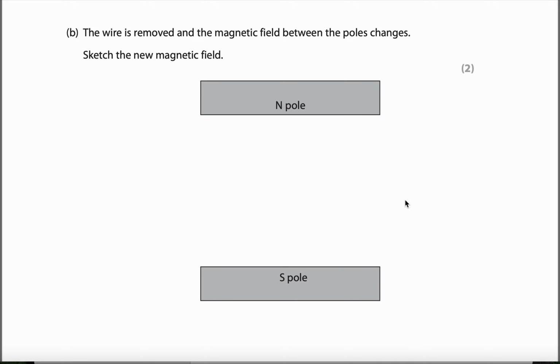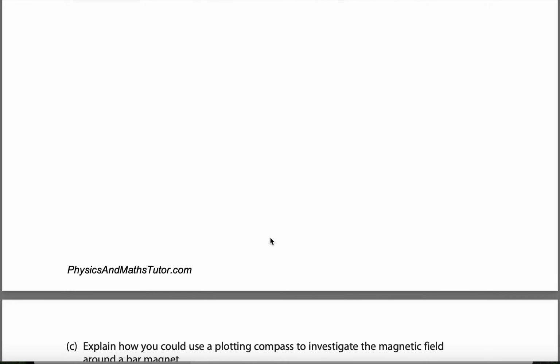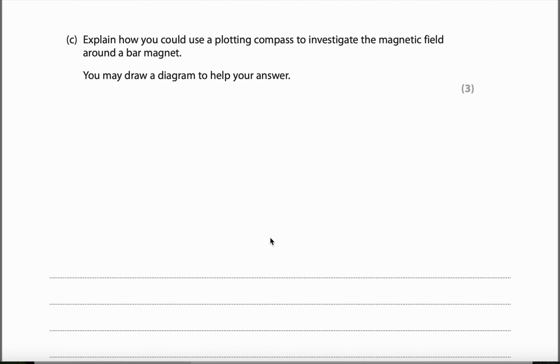On the edges, you could show that they start curving this way. I don't have a pen with this computer, so I'm just showing you with my mouse. Hopefully you can see what I'm trying to say. Okay, so that's part B done, and then it says, explain how you could use a plotting compass to investigate the magnetic field around a bar magnet. Well, if you have a bar magnet, you should draw a bar magnet in the space here, and then you should know the shape of a bar magnet's magnetic field, where the field lines go from north to south.